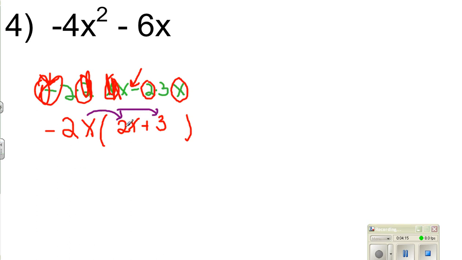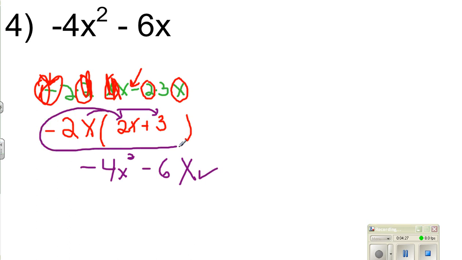Let's see. Negative 2x times 2x is negative 4x squared. And then negative 2x times 3 is negative 6x. Yep. We got it back. We got back exactly what we started with, so here's your answer. That is the factored form. If you put your original into your calculator and then you put this into your calculator, they should graph on top of each other or you mess something up.